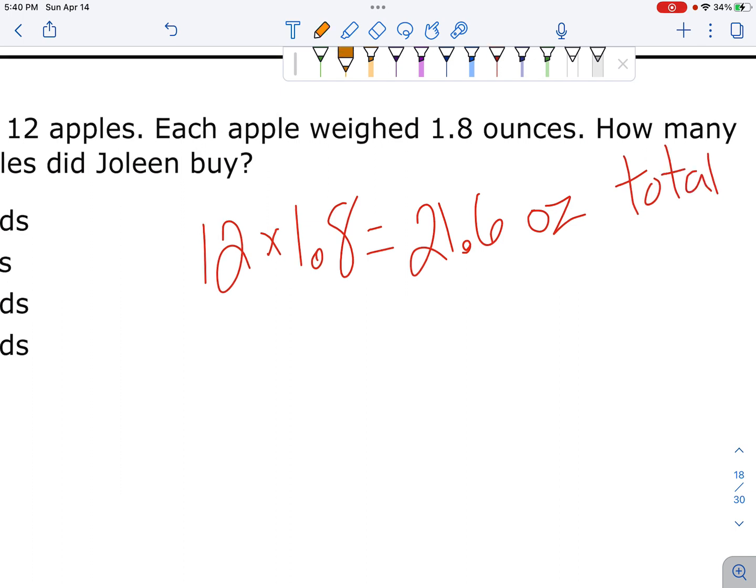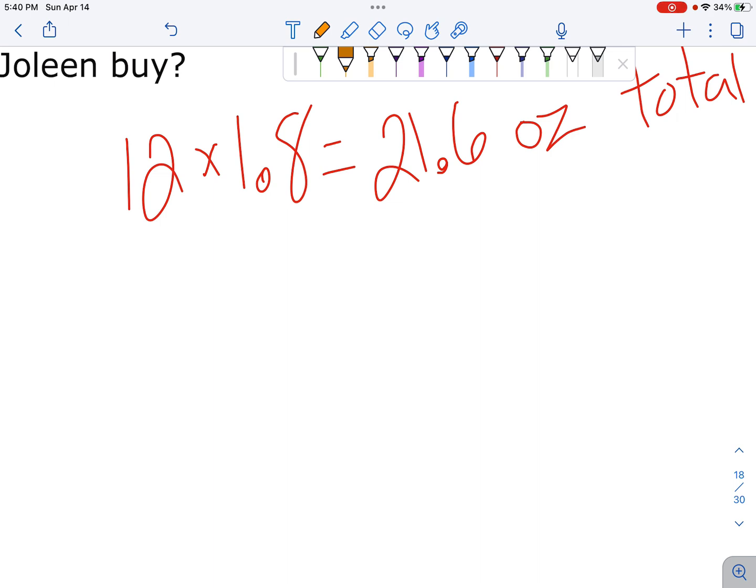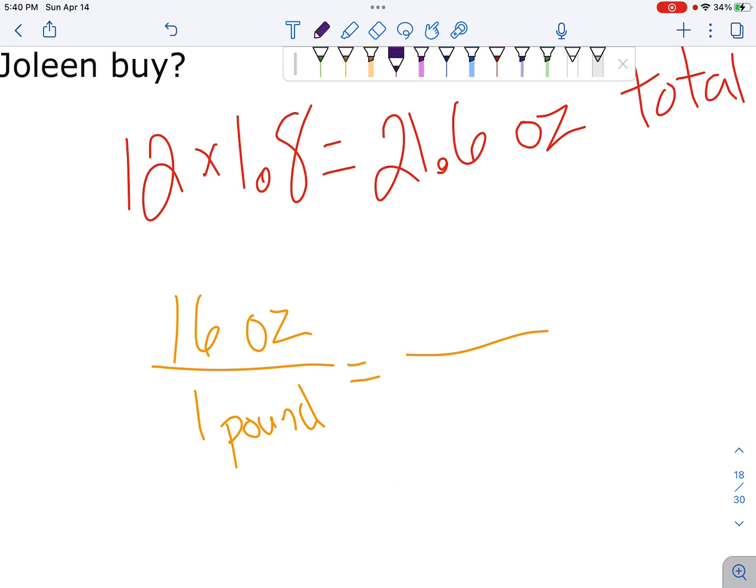You need to know a conversion factor, which we haven't talked about because we still have 6 weeks left in this quarter after the MCAs. You need to know that 16 ounces is the same as 1 pound. So now if we're going to convert, we can put 21.6 on the top and figure out how many pounds goes on the bottom.